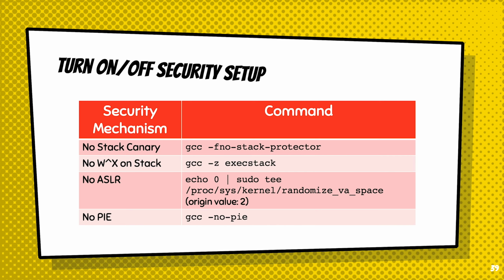And for ASLR, as I mentioned, this is an operating system setup. What you need to do is to put 0 into the file with the path /proc/sys/kernel/randomize_va_space. The original value is 2, and you want to change that to 0. Notice that you need to have sudo or root privilege. In the end, if you want to turn off PIE so that when the program is running, the instructions will point to a constant place, you could use GCC with the option -no-pie.